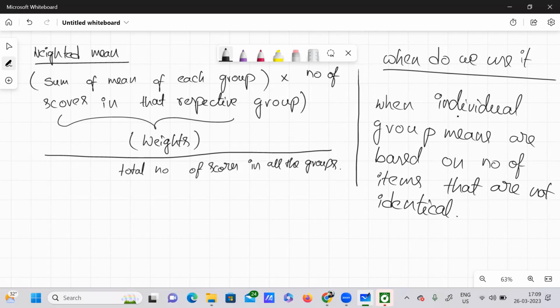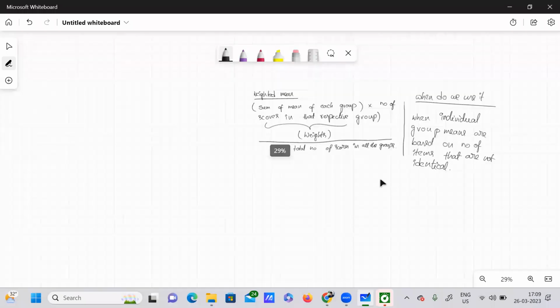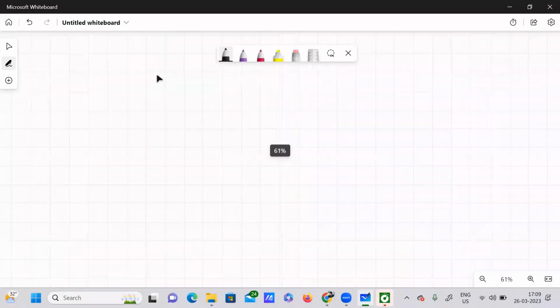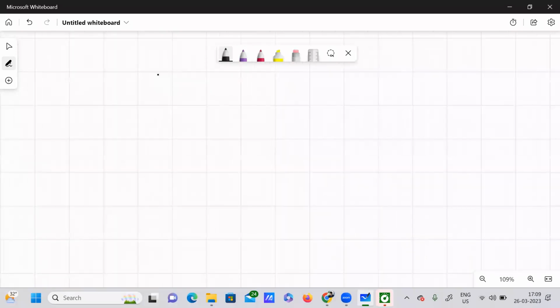I'll explain you with the help of an example, but before that, just have a look here. We usually use this particular weighted mean when individual group means are based on number of items that are not identical. So what does that exactly mean here? Let's consider an example. I have some maths classes or sections. I have one section that is A and another section that is B and another section that is C.